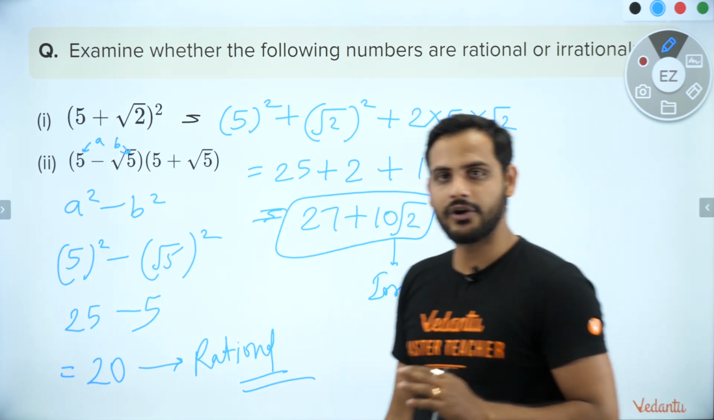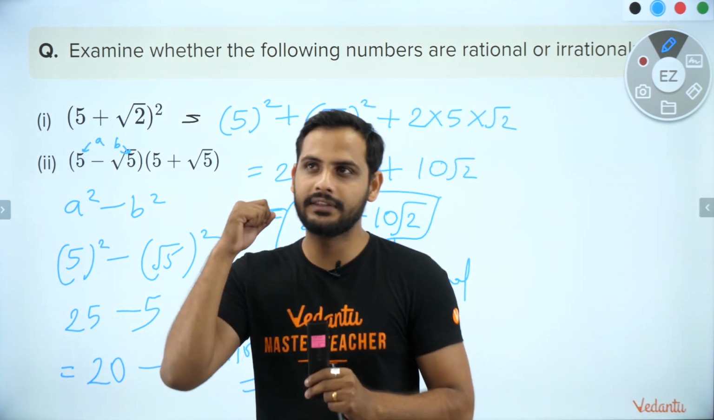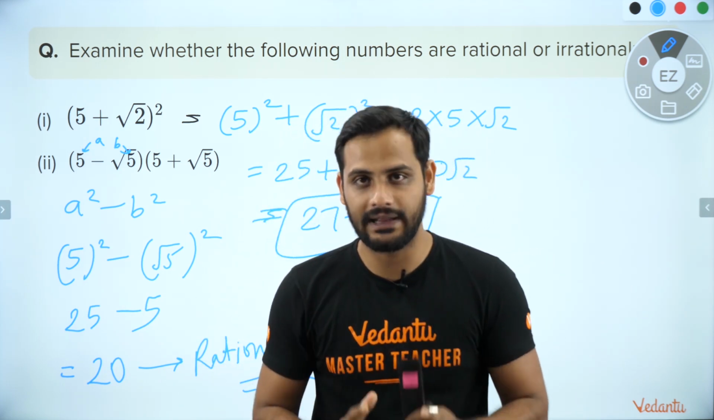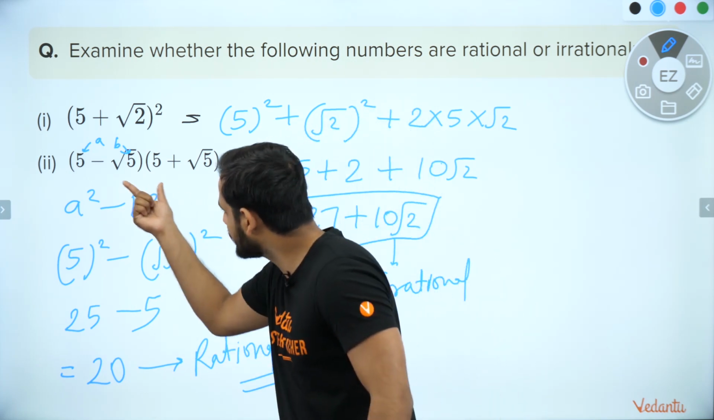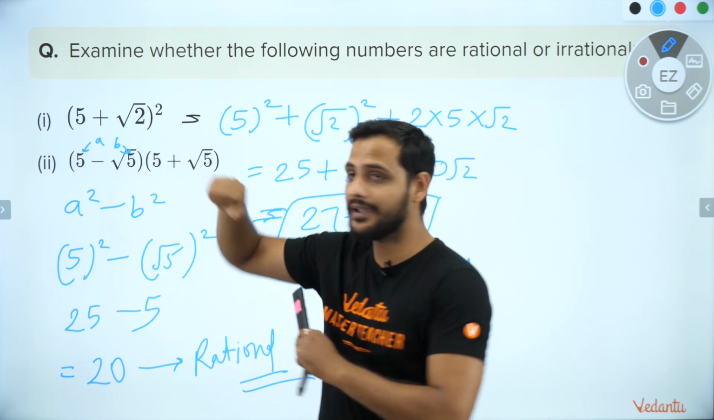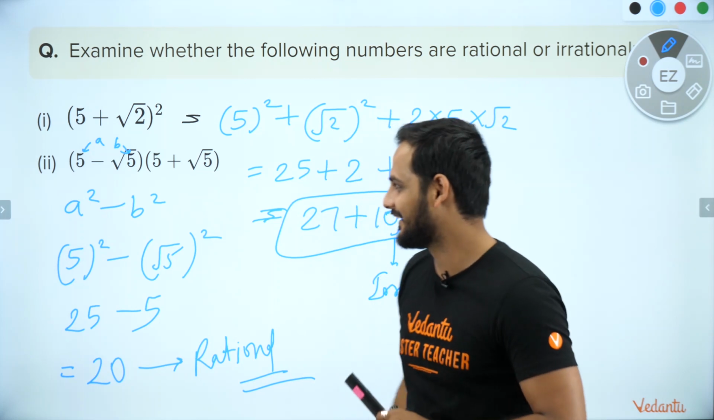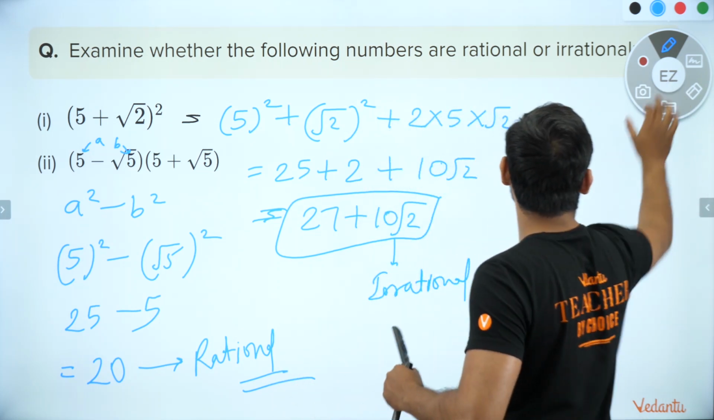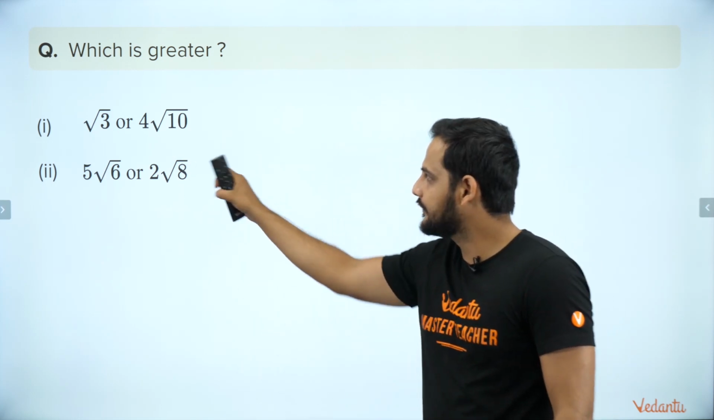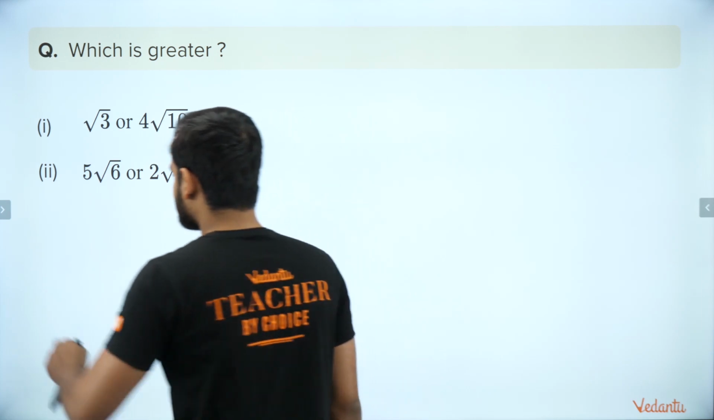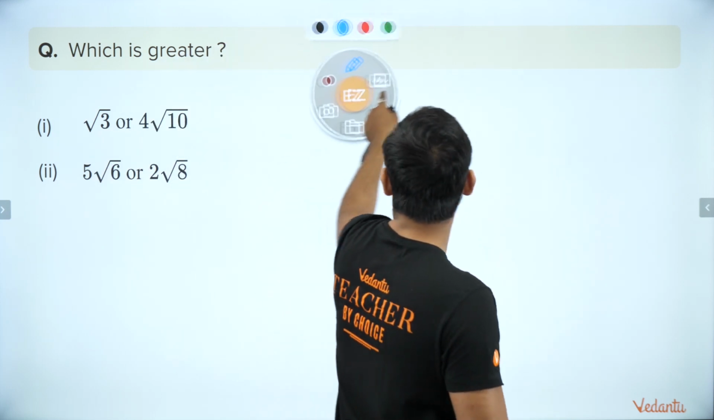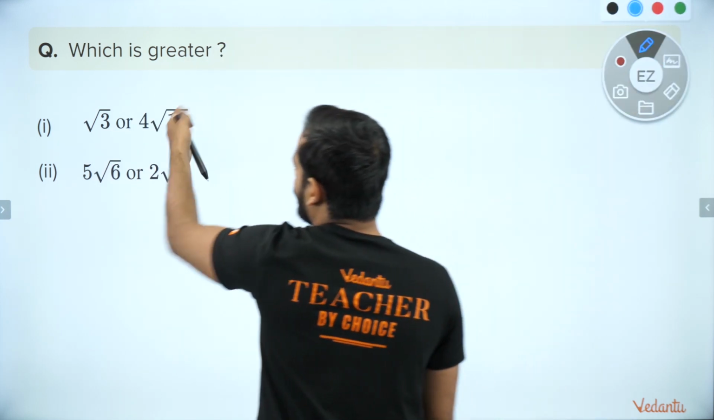Understood? Whenever you are not able to figure out how to solve a question, the first thing that should come to your mind is to try to simplify. By now you should be able to notice (a minus b) into (a plus b), and (a plus b) whole square. Chalo, let's move to the next question. The next question is this. Out of these two, which is greater? Now see, the first part you can easily tell me that root 3 and 4 root 10, obviously 4 root 10 is greater.